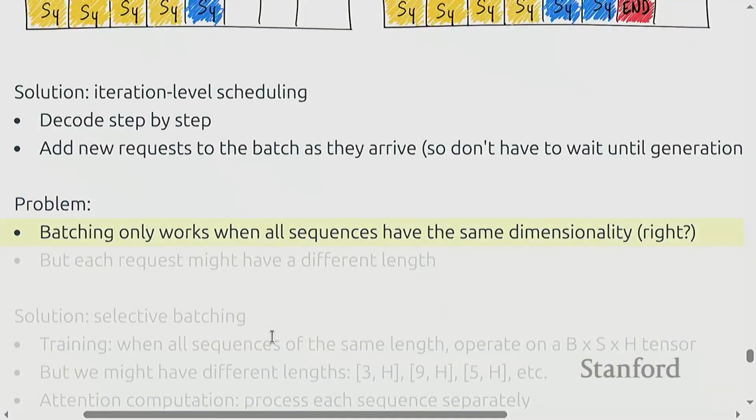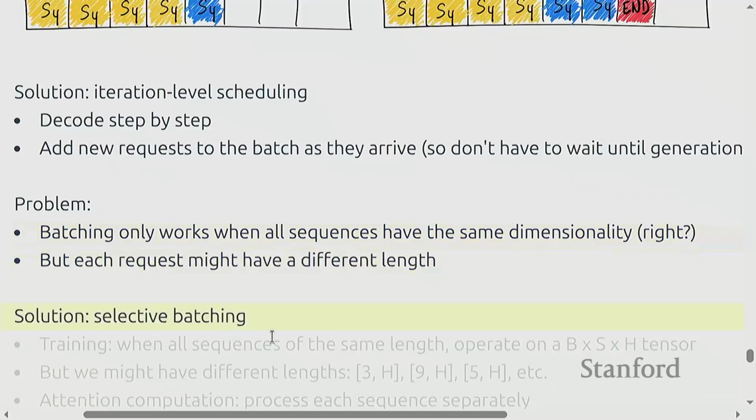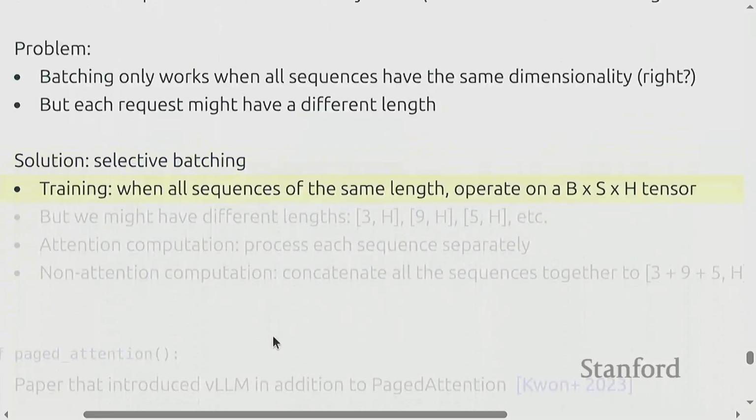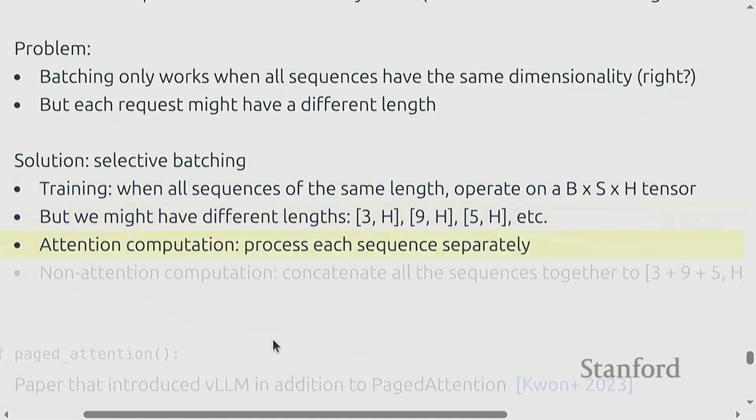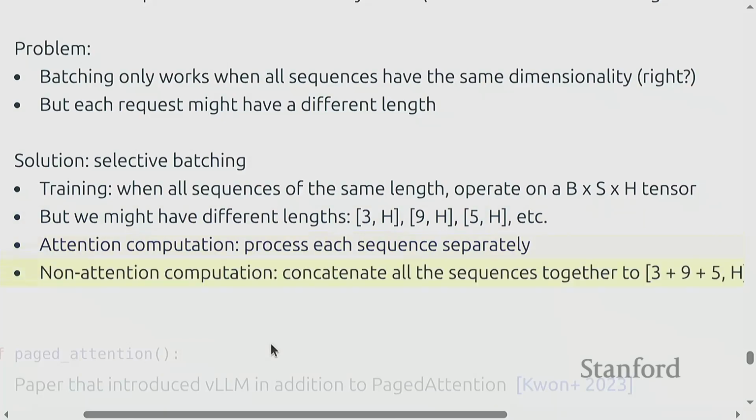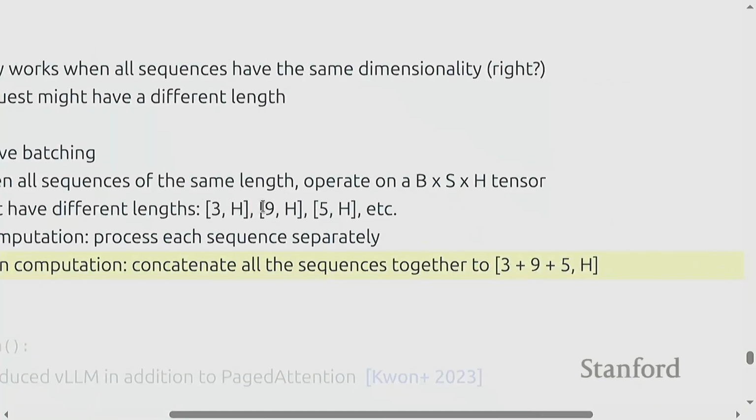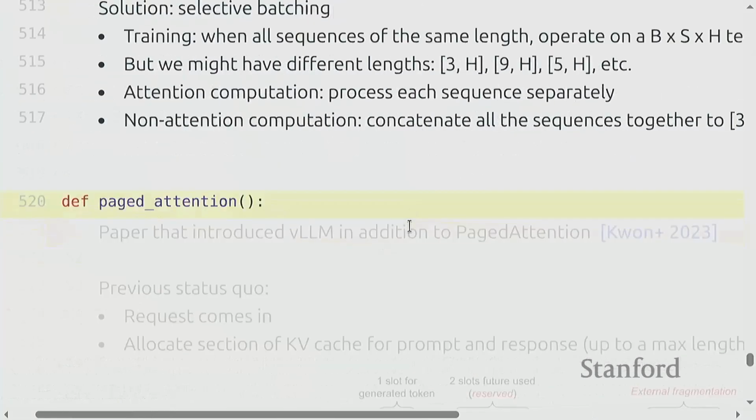Now there's a problem with batching, which is behind the question. Batching works when everything has the same dimensionality, but every request might be a different length. So there's this idea of selective batching, where you break up your computation for attention, and everything has to be handled separately. But for your MLPs, which are the bulk of the computation, you can take tensors of different sizes and just flatten them. Because they don't interact, they can just be along for the ride in the batch dimension.